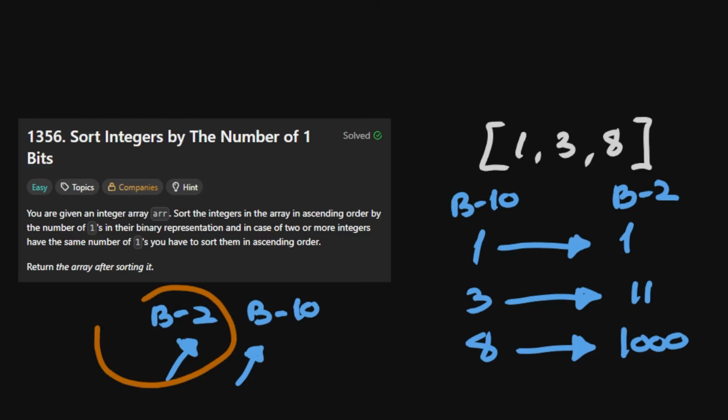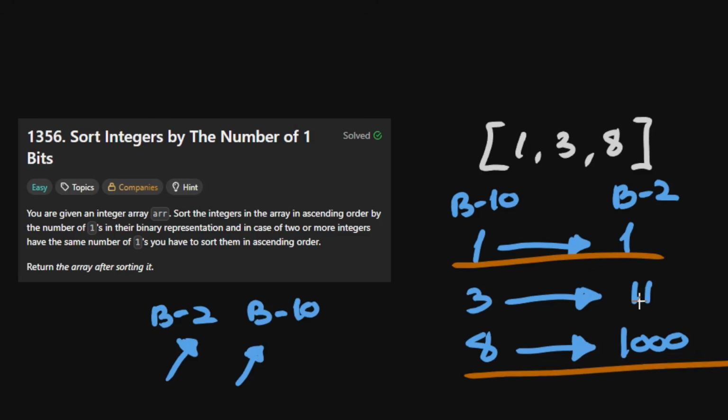So we need to sort these numbers according to the number of ones in their binary representation. Here we have 1 one, here we also have 1 one, and here we have 2 ones. So these two numbers should go first. But here we have a tie. In both numbers we only have 1 one.